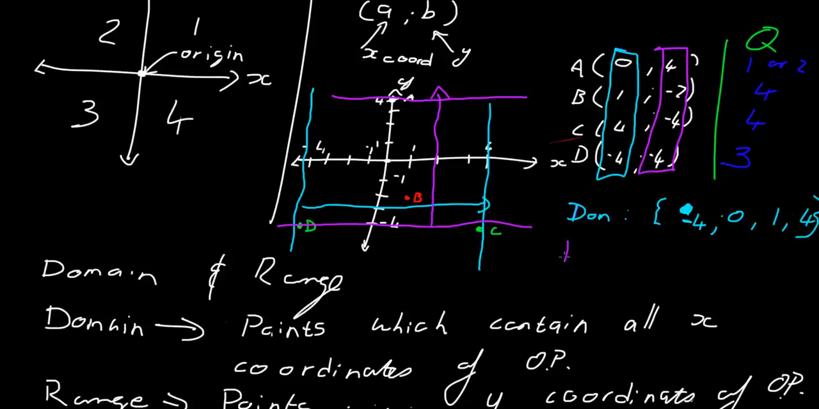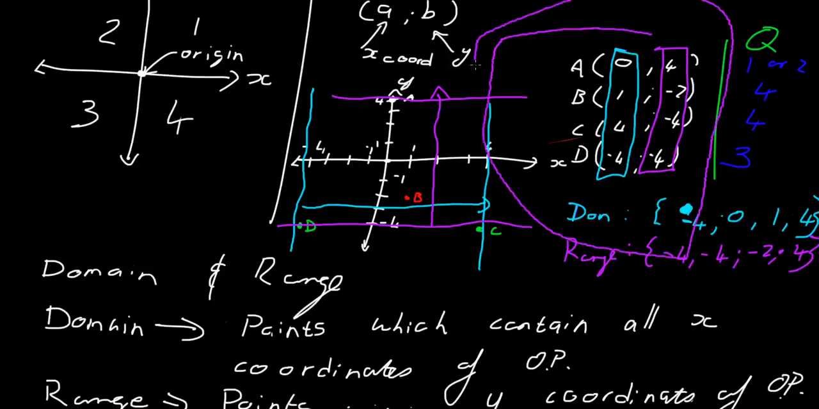Then for our range, we've got negative 4, negative 4, negative 2, and 4. And there you go. There's your domain and range of this set of ordered pairs over here.